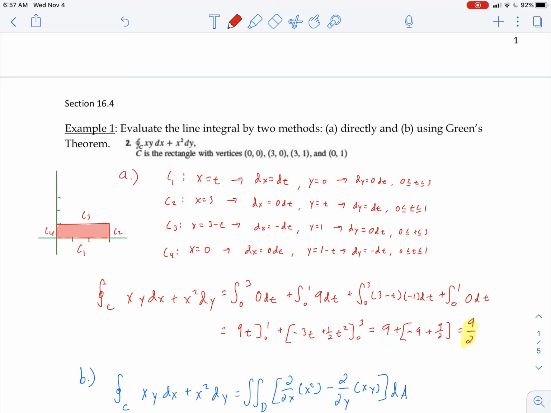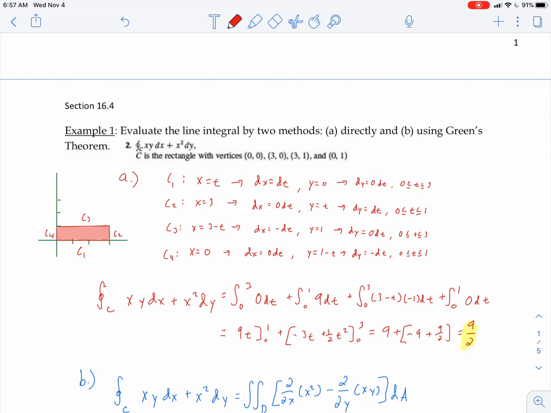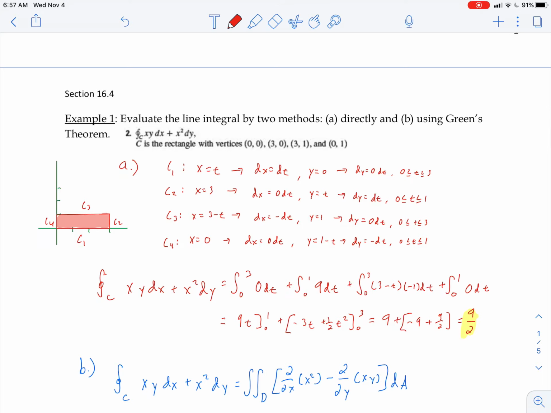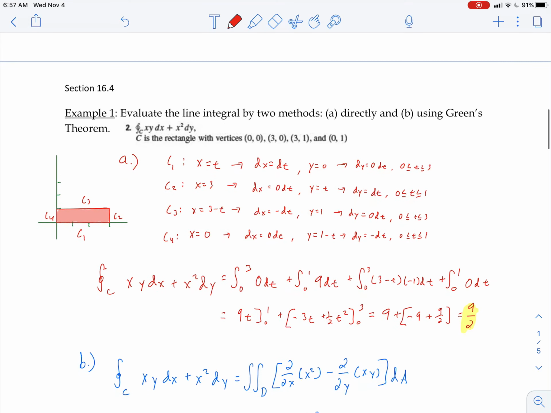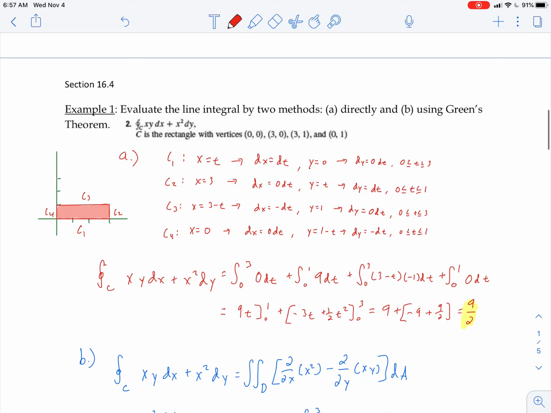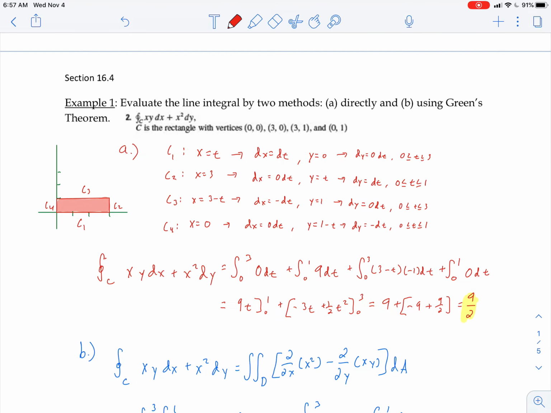Because it already told us we're on a simple closed curve by the notation, we know that we're also going in the positive direction. So we're going from C1 to C2 to C3 to C4, going in the counterclockwise direction. C is the rectangle that we have here, with vertices at 0, 0, 3, 0, 3, 1, and 0, 1. So I'm going to have to take the integral of all of these by each side.